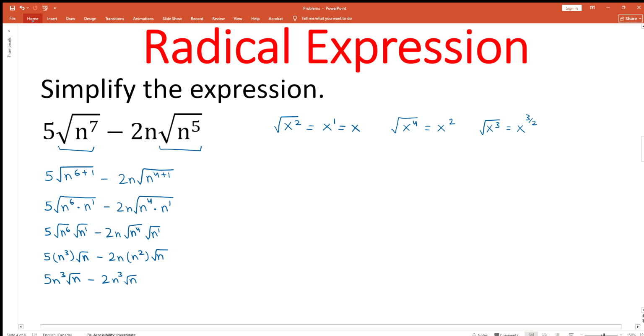The exponent on n is invisible 1. Now these terms are like terms because the variable and radical parts are the same. We have n cubed times square root n in the first term and n cubed times square root n in the second term. We can combine these terms by subtracting their coefficients. 5 minus 2 is equal to 3. So the final answer should be 3n cubed square root n. This should be the final answer for this problem.